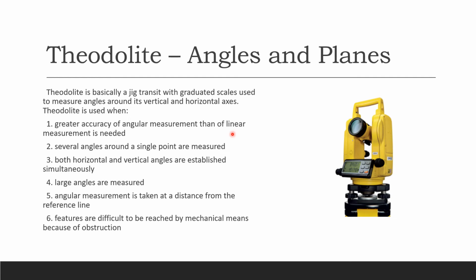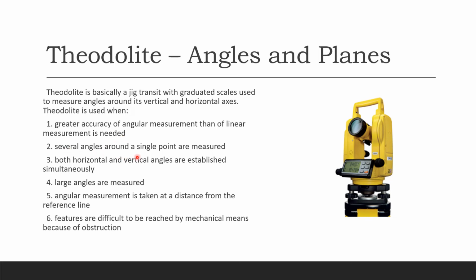Alright, now we're getting into the theodolite. Theodolites, we use them for angles and planes, and you can see these instruments outside in some of the industries. A theodolite is basically just a JIG transit, but with graduated scales in it. We use that to measure angles around the vertical and horizontal axis. The theodolite is used when greater accuracy of angular measurement than of linear measurement is needed. Angles, here's your key point.